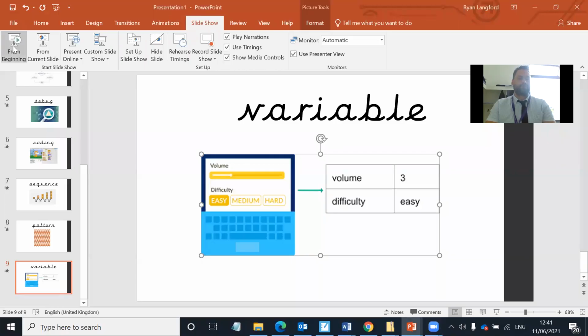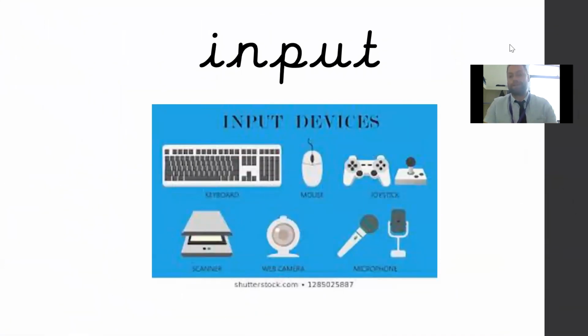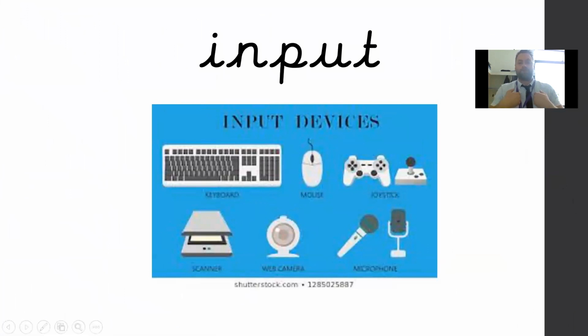So here we go. Computing vocabulary. So the first word is input. Input are devices that we use in computing that send messages to the computer. For example, our keyboard, or a scanner, or a camera, a microphone, your joysticks, your controllers that you play on your PlayStations or Xbox at home, or your switches. These are all devices that we put inputs in. So we press a button and it goes into the computer for the computer to process. So an input is a device that gives the computer information.